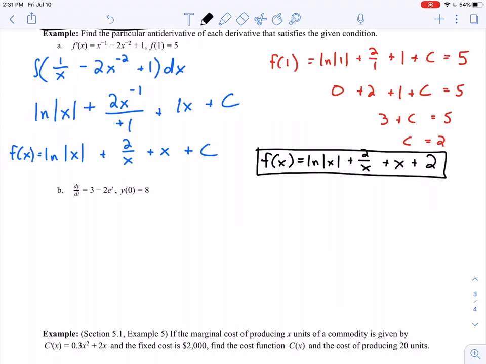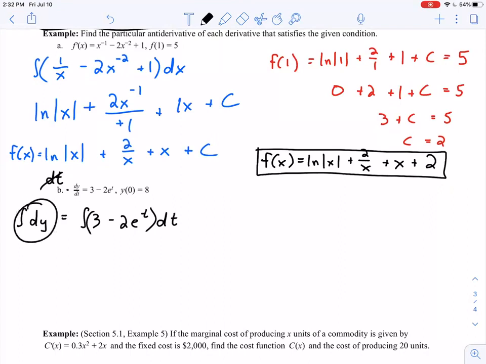You can sort of think about this as multiplying both sides by dt. That's not really what we're doing, but that allows you to set up this equation where we say, okay, I'm going to integrate dy is equal to the integral of 3 minus 2e to the t dt. Because this is really just another way to say, hey, this is the derivative with respect to t. So if I integrate dy, that's really just 1 dy.